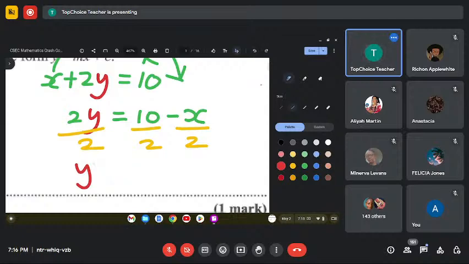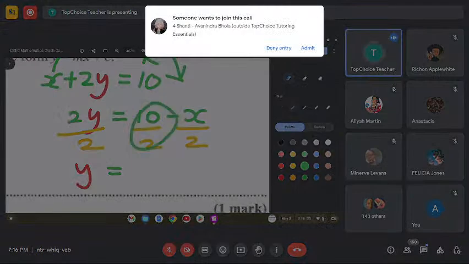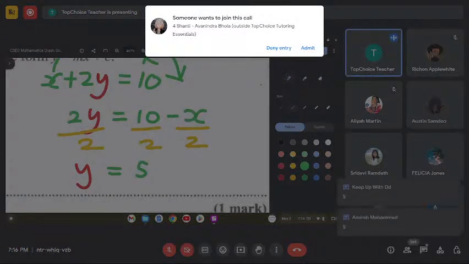Again, a little glitch issue here with my tablet, so let us bear with it, please. What is 10 divided by 2? That's 5. And would it be too difficult if I put this, negative x over 2? Would this be too confusing? Let me know if this is confusing to you. If I write it as negative a half x, is that going to be confusing to you all?